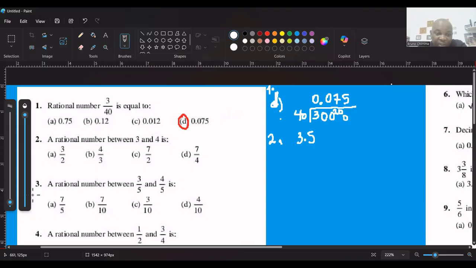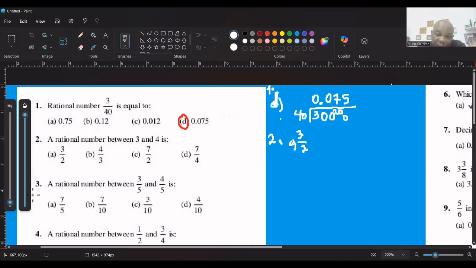So how do you get 3.5? You get 3.5 by, for example, dividing. So this is not the right approach. The right approach is to calculate each of these options and see if they fall into the category of a rational number between 3 and 4. So for example, 3/2, is it the one? Let's just divide 3/2. So 3/2 is the same as 1.5, right?